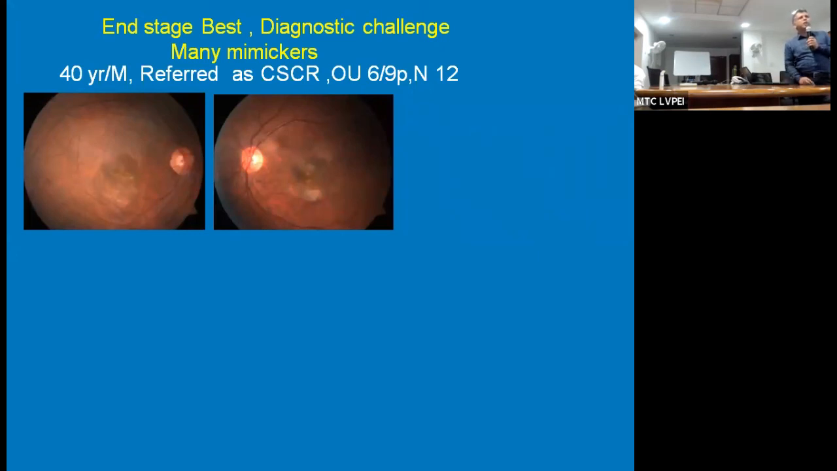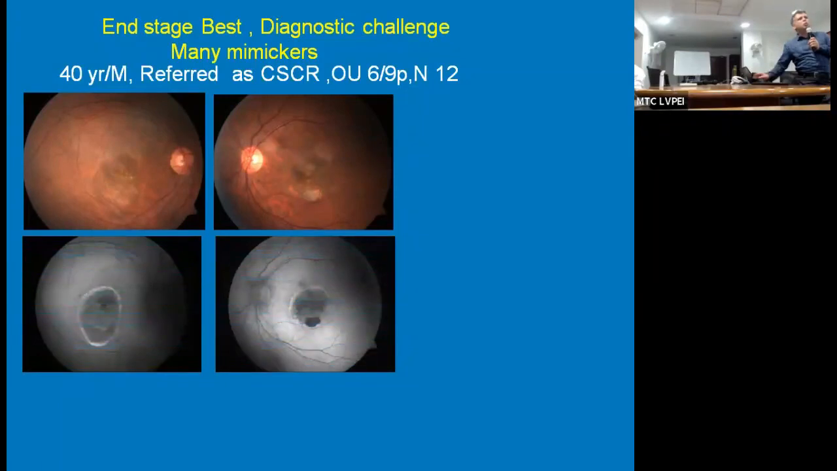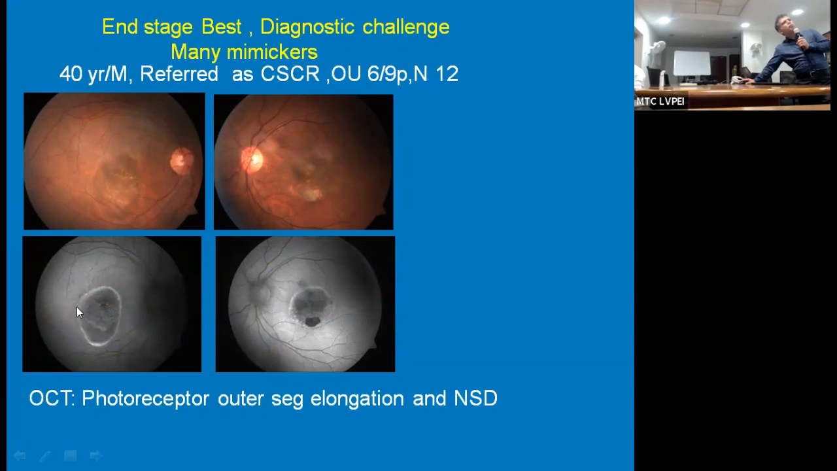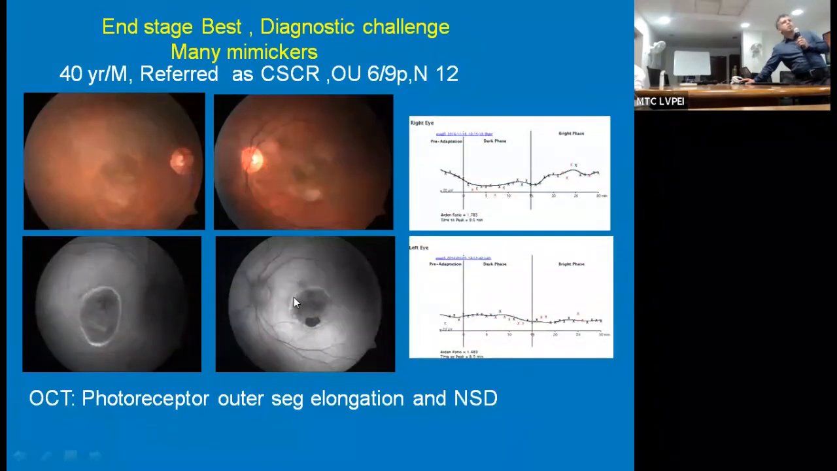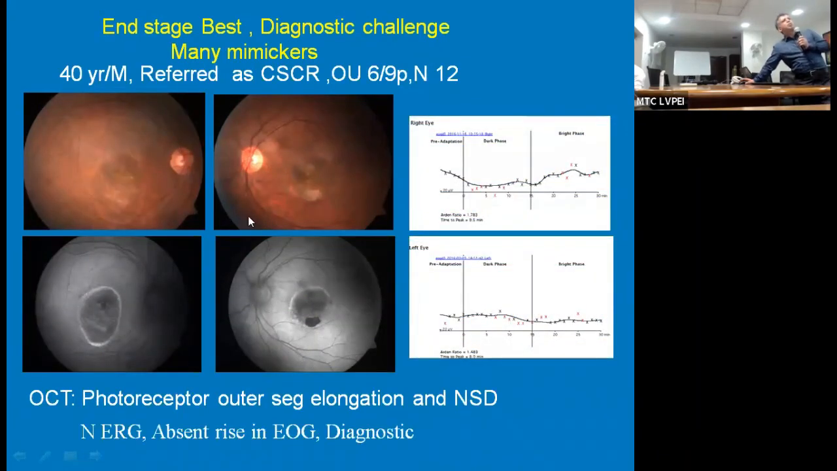We saw a bilaterally symmetrical atrophic patch, which was diagnosed as a case of AMD, but the patient was 40 years old. Somewhere it was diagnosed as a case of CSCR. But if you have a closer look, there was hyperautofluorescence deposited along the border of a platyhelminth-like lesion. This is again suggestive of Best disease, and when we do EOG, we see that the light rise is not there.